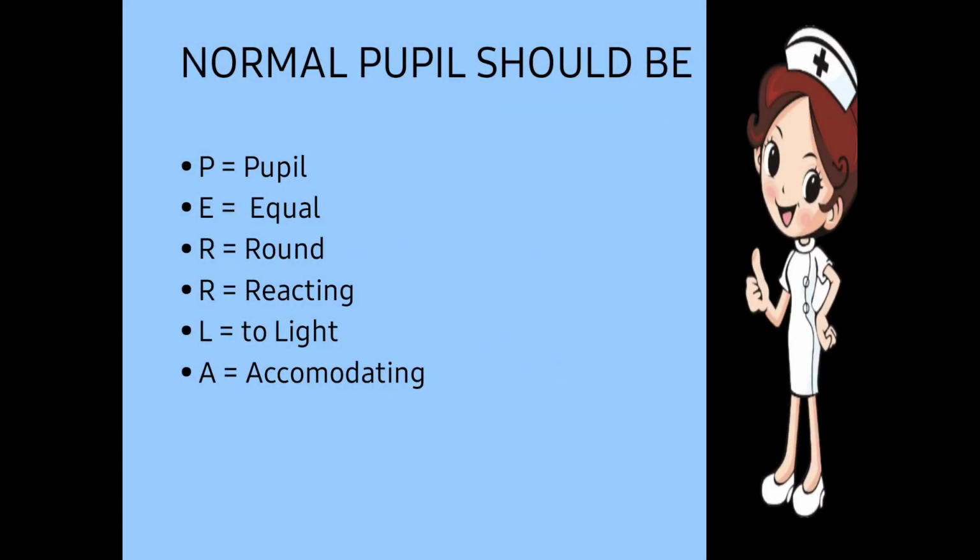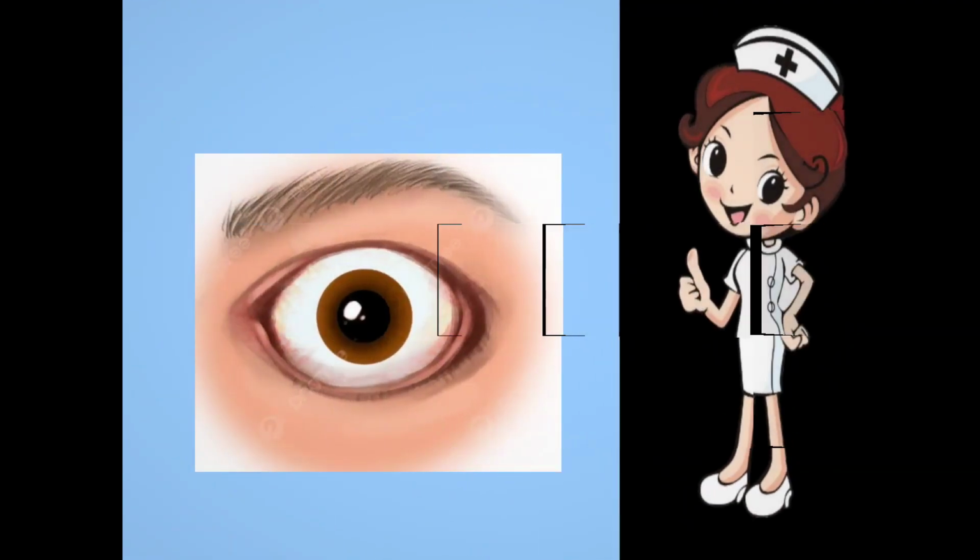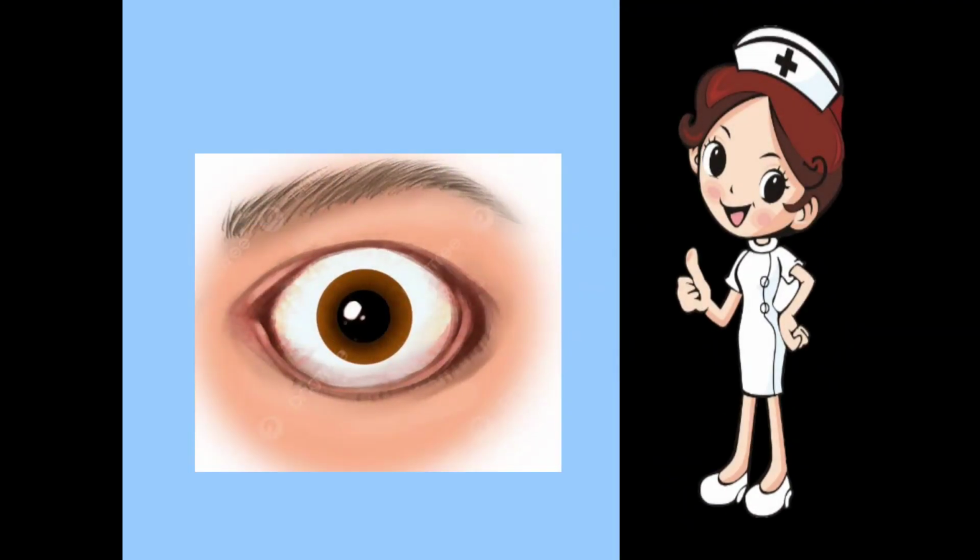Next one, normal pupil. Now how should the normal pupil be? Pupils should be equal, round, reacting to light, and accommodating. Okay, the pupils of both eyes should be equal in shape, equally round, equally reacting to light, and equally accommodated. Okay, these are the responses of the pupil.